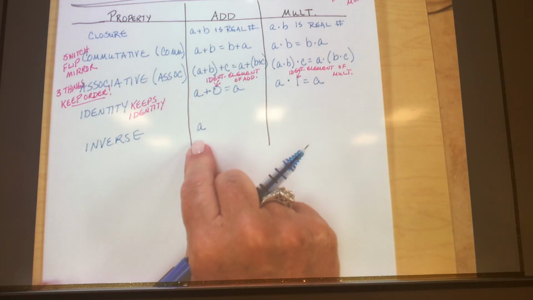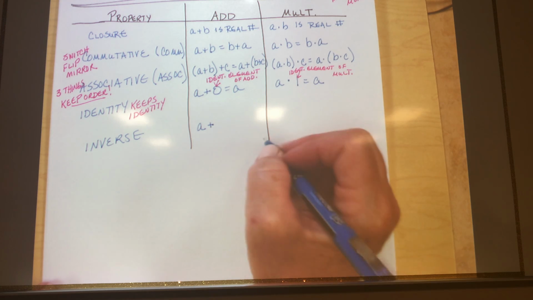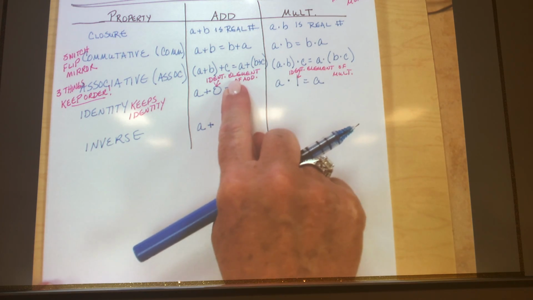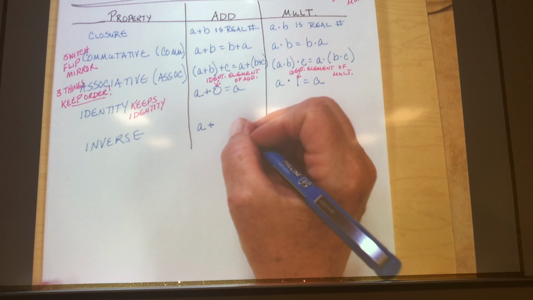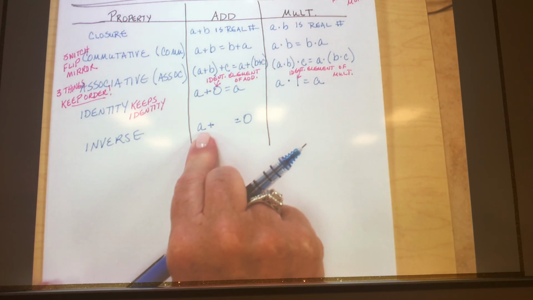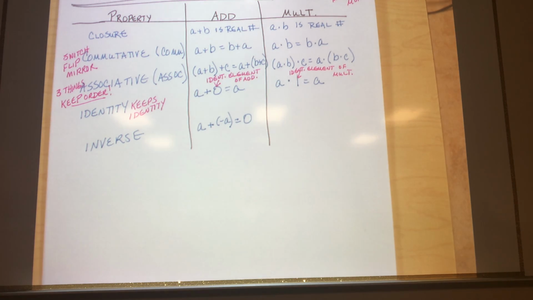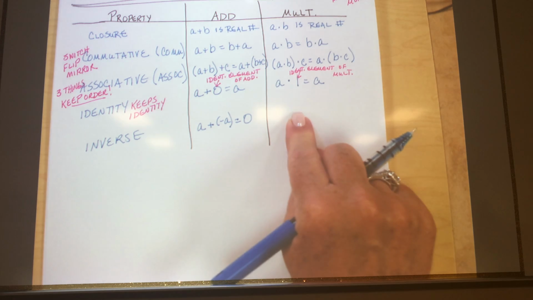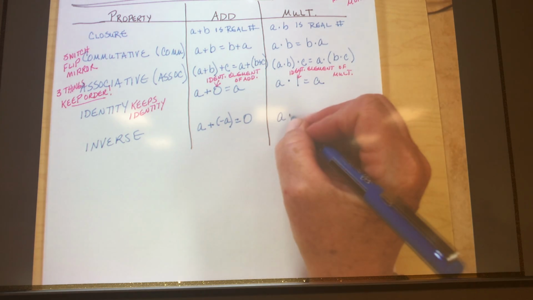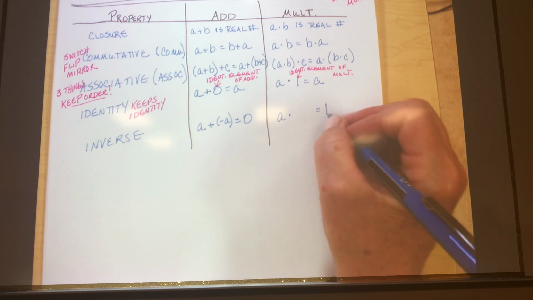Now, here's the inverse property of addition. I have a number. What can I add to that number and get the identity element of addition? So what I want to do is get 0. What is the inverse of A? Negative A. Okay? Over here, A times. What can I multiply by A and get 1?